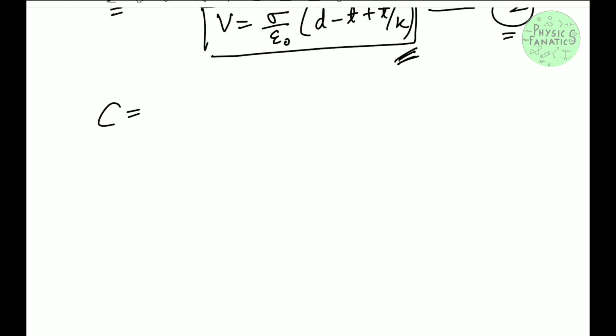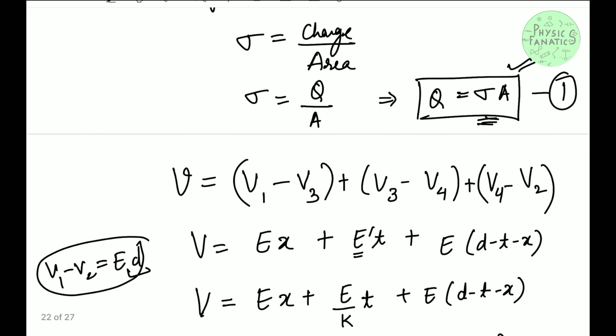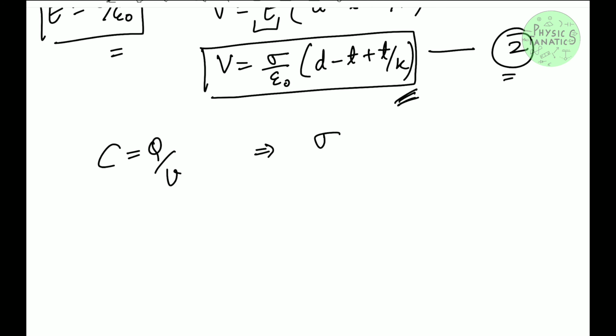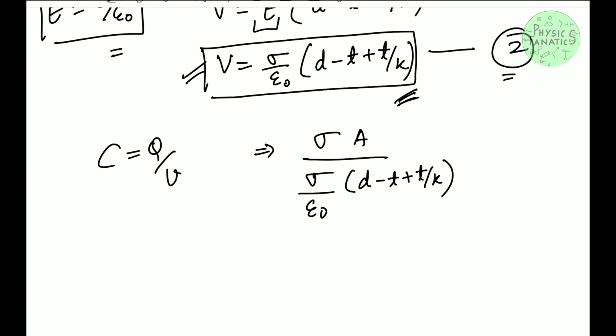So by definition I can write C equals Q upon V, right? The value of Q is simply given to me, that is sigma multiplied by A. So I'll just write it here, sigma multiplied by A divided by the value of V, which is sigma upon epsilon naught times (d minus t plus t by k). I hope you guys can understand. Is that a yes or no?